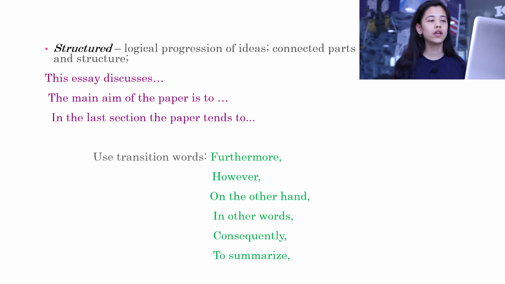Because you might be working with complex information and abstract ideas, it might be useful to employ transitional phrases to guide readers through your ideas. Examples of transitional phrases are furthermore, however, on the other hand, in other words, consequently, to summarize, to conclude, and etc. Also, another main feature of academic writing is clearness and preciseness.